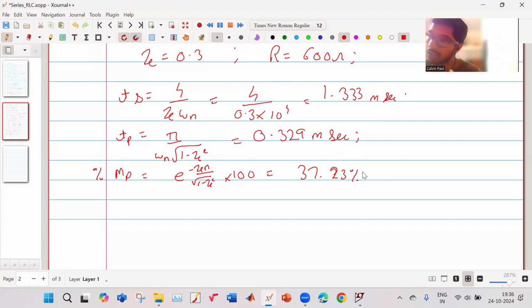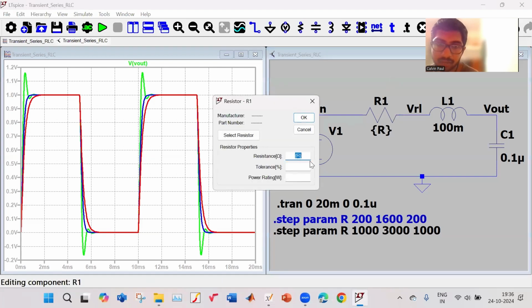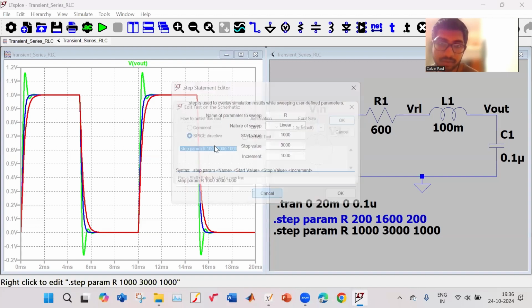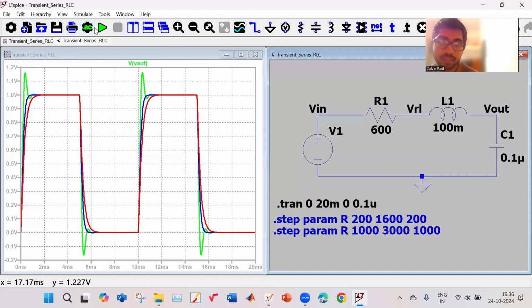Okay. So now let us simulate this and check whether we are getting the same response. So what I want is my R should actually be 600. Okay, and these steps I don't want them, so I'll comment them out. My R is 600 ohm and let me run the response.